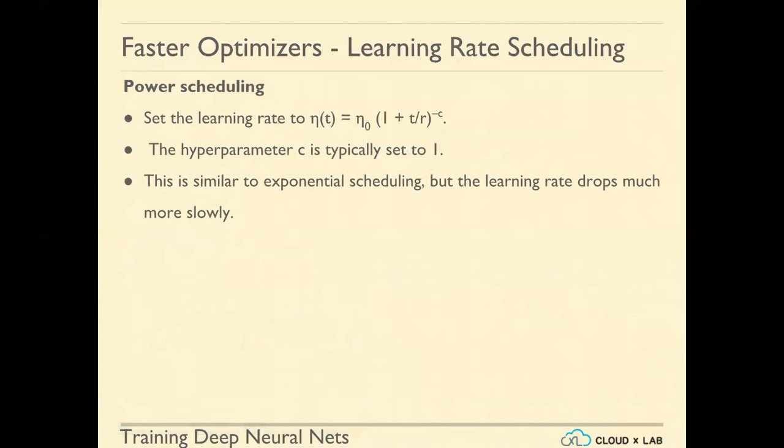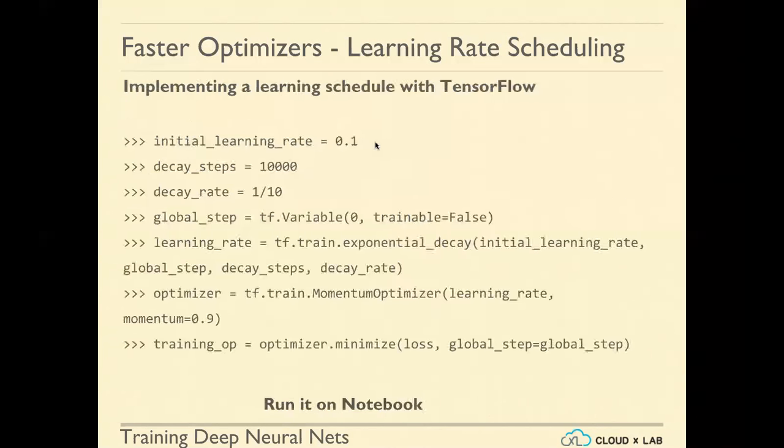The other one is called power scheduling, which is similar to the previous one. Here, essentially, after time t, we are dividing eta, so we keep on reducing eta as time progresses. All right, so these are all learning schedules. What we generally do is we start with a higher learning rate, and then we go to a smaller one. Keep on decreasing the learning rate.